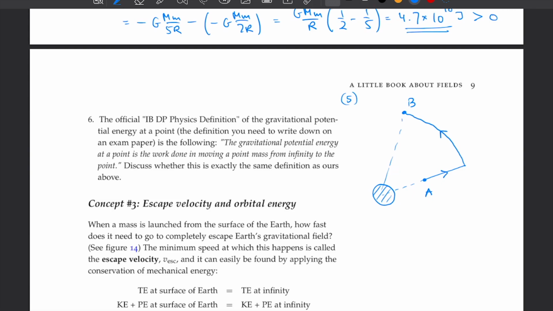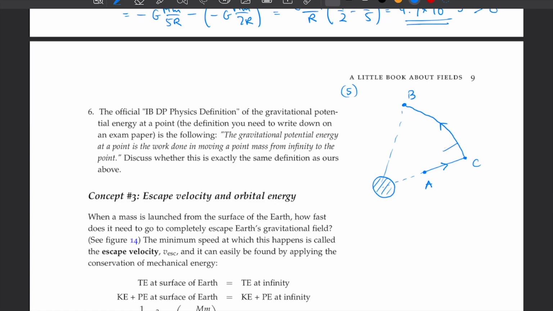Then let's talk about the work done along this path. In the radial section, when it's going outwards radially from A to this point C, then work is being done by gravity. We can use calculus to calculate that. But when we move from C to B along the circular arc, the force of gravity is always pointing towards the planet, perpendicular to the displacement. So gravity does no work along that section of the path. So it's really only the work from A to C that matters.